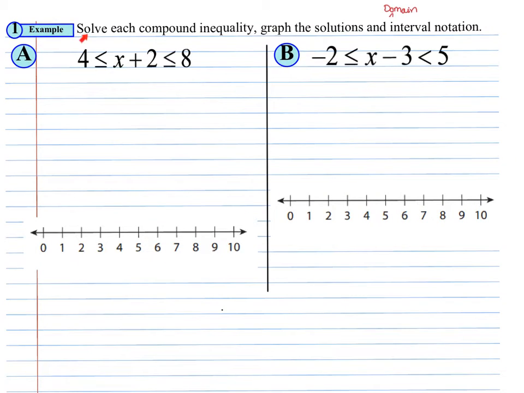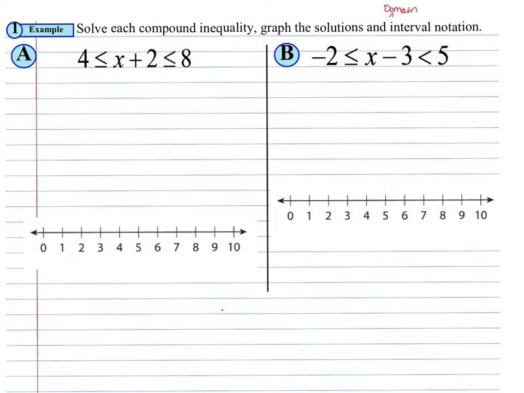So for these problems, we're going to solve each compound inequality. And a compound inequality is basically, remember, a statement that's an and statement or an or statement. These two are going to be and statements. We're going to graph their solution and write the domain in interval notation. So there are 3 things you need to do for these problems.